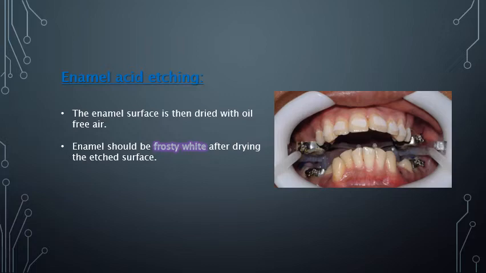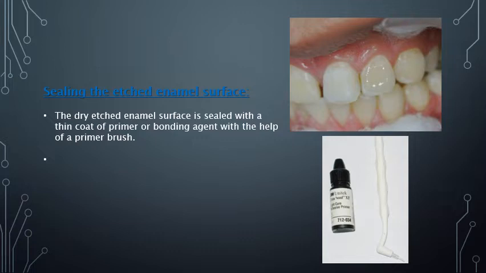The enamel surface is then dried with oil-free air. Enamel should be frosty white after drying the etched surface. The dry etched enamel surface is sealed with a thin coat of primer or bonding agent with the help of a primer brush.